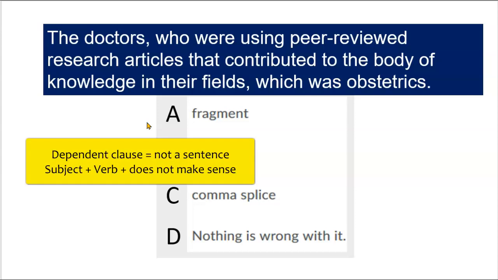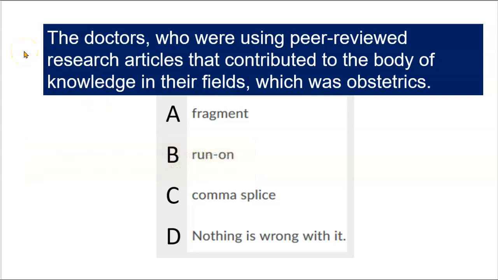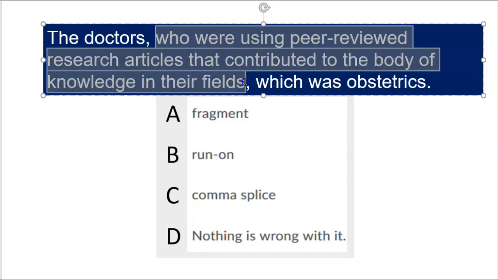So in this example, this is actually a fragment. It's not a complete sentence, even though it looks like it might be. The doctors, and then right here we have a who clause. It tells us what kind of doctors, or specifically which doctors. The doctors who were using peer-reviewed research articles that contributed to the body of knowledge in their fields. This whole thing just tells us more about those doctors, which was obstetrics. It does not tell us at all what the doctors are doing. There is no verb. Therefore, this is a fragment of a sentence. Be careful not to create a fragment.